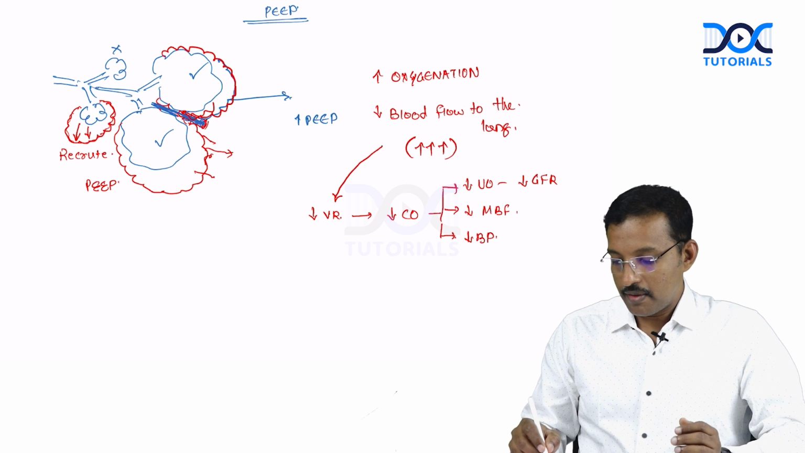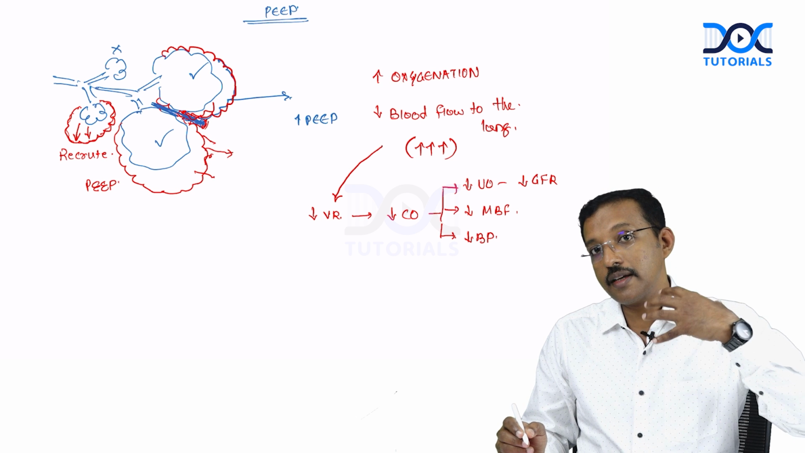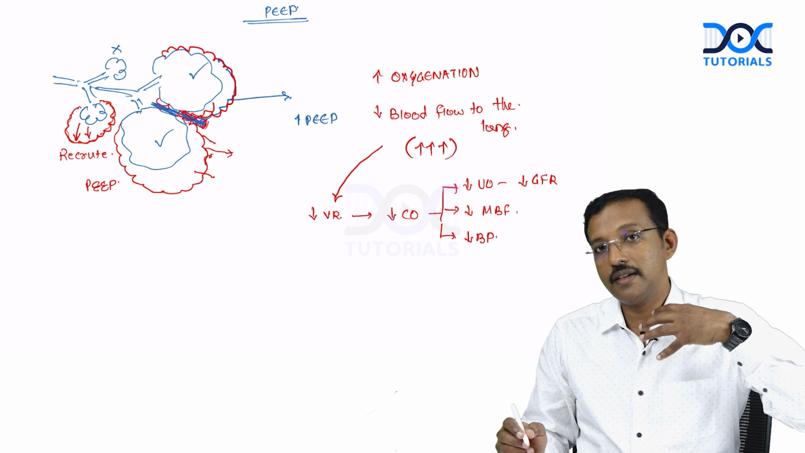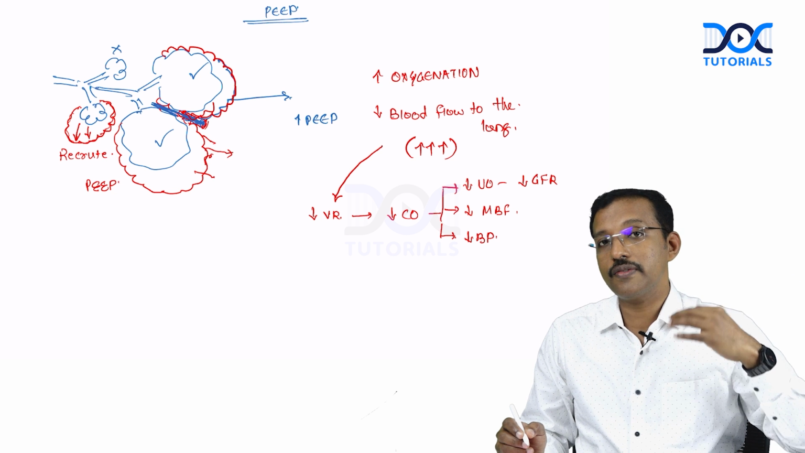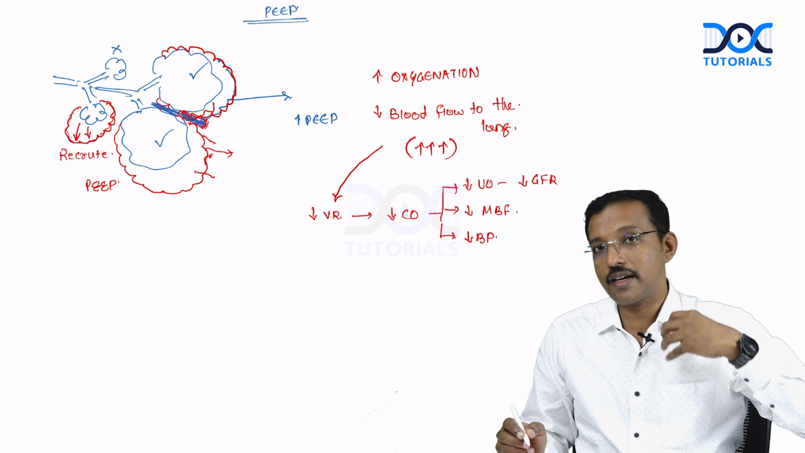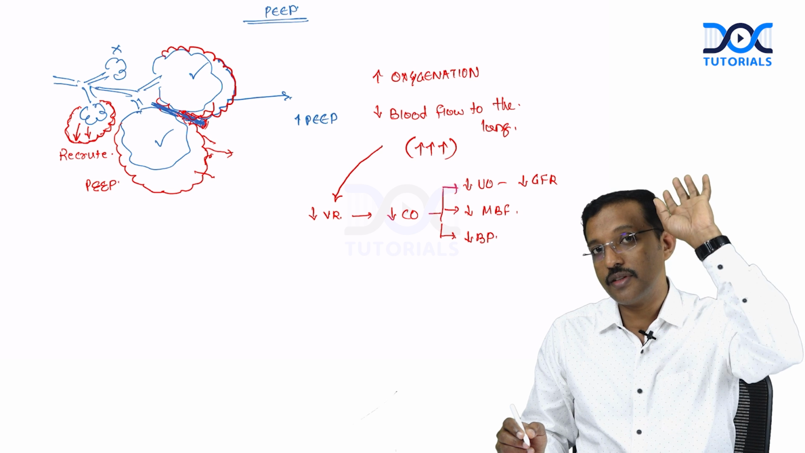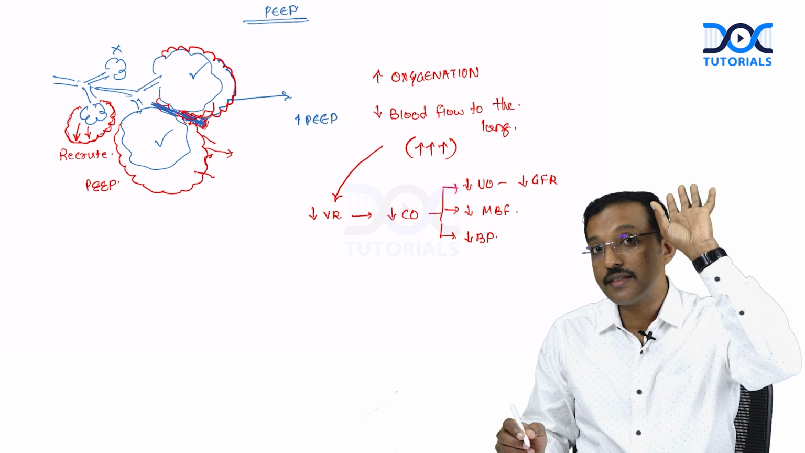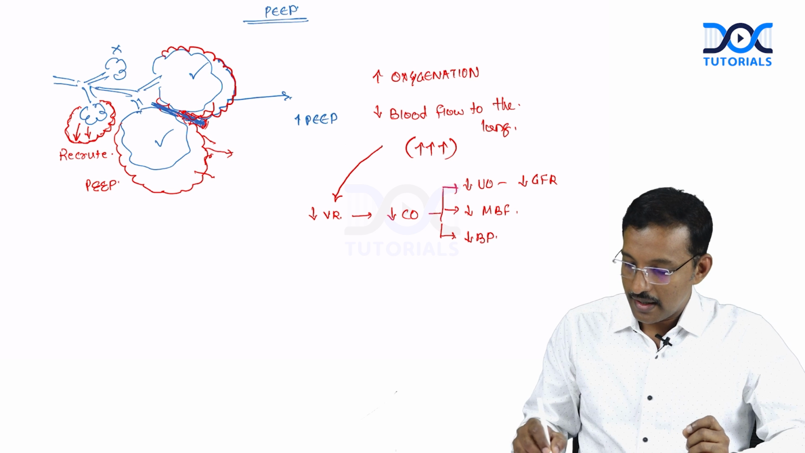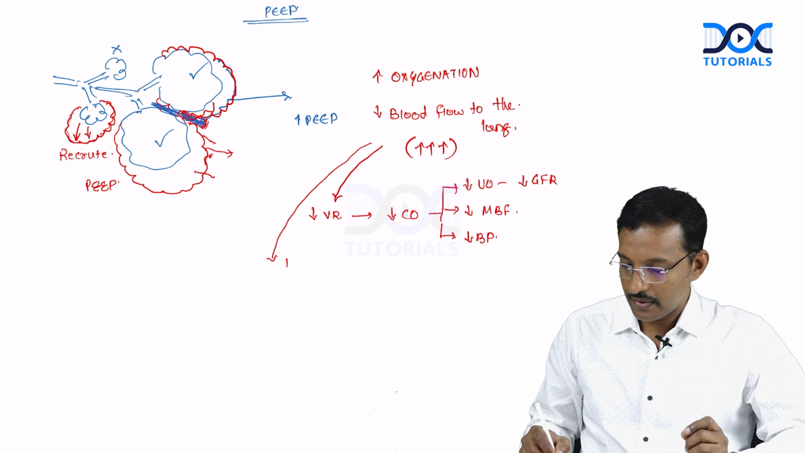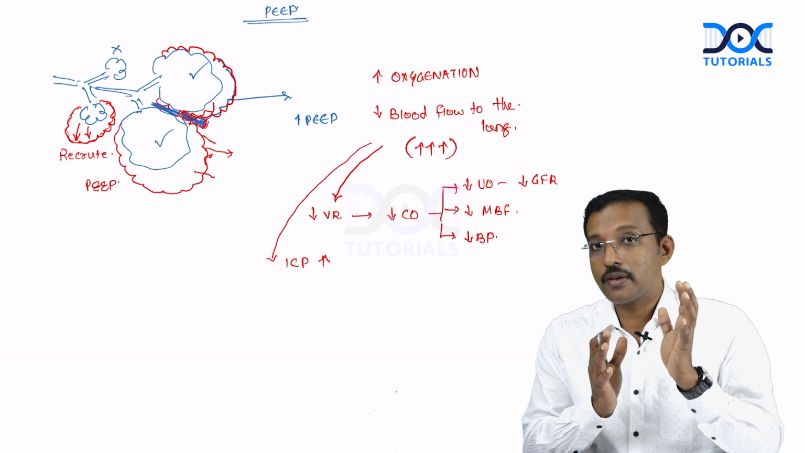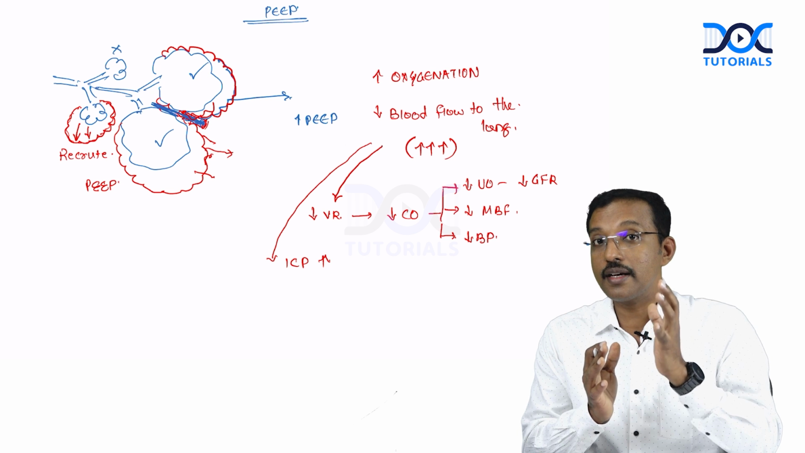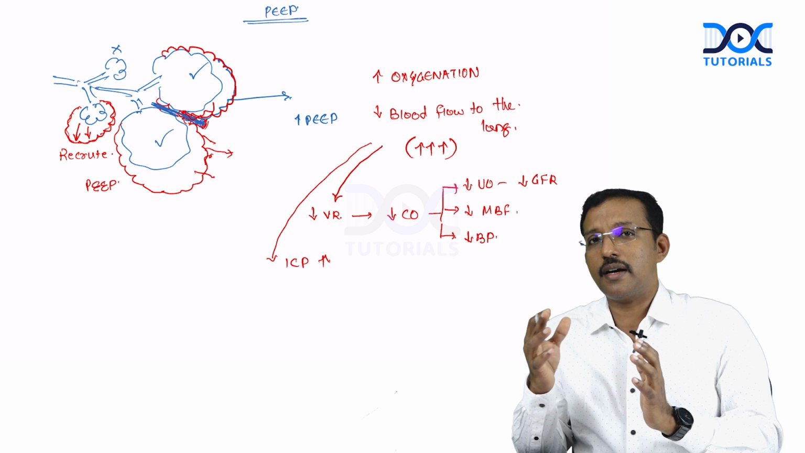And another problem, whenever there is increased thoracic pressure, even during expiration, the free drainage of the superior vena cava comes down, causing stasis of the blood flowing from the head, causing increased ICP. So ICP is increased.